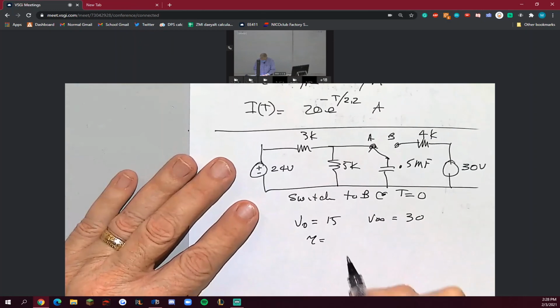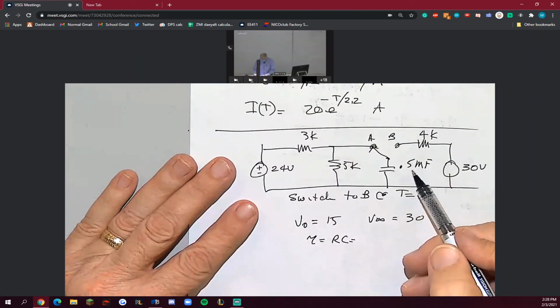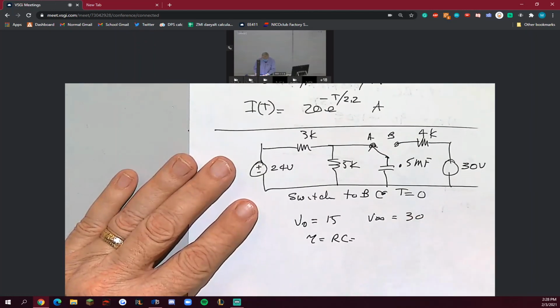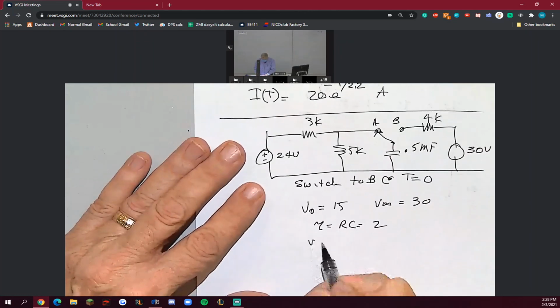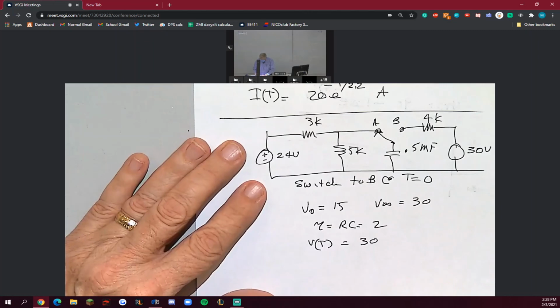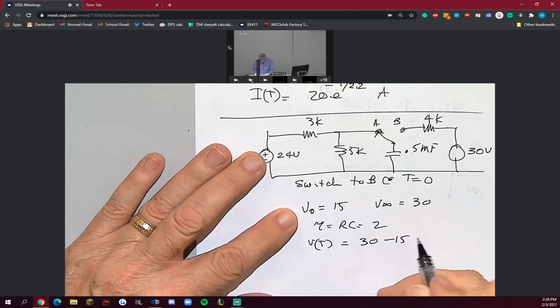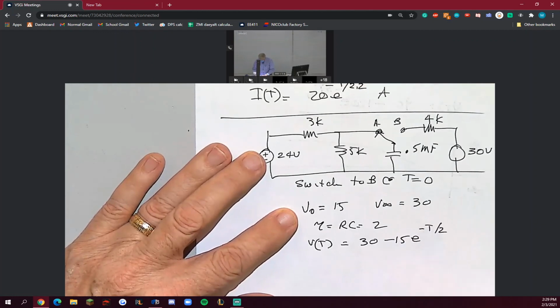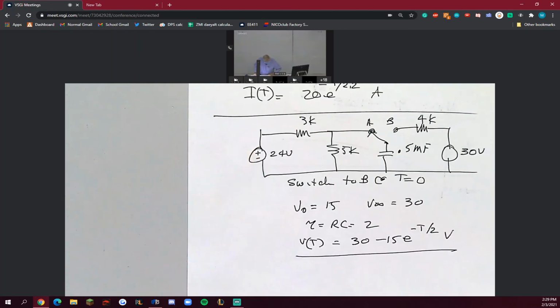Tau is equal to RC, which is 0.5 millifarads times 4K, and that's equal to 2. So V of t is equal to V infinity, that's 30, plus 15 minus 30, so minus 15 e to the minus t over 2 volts. Okay, does that make sense?